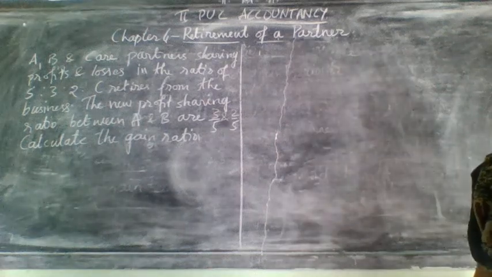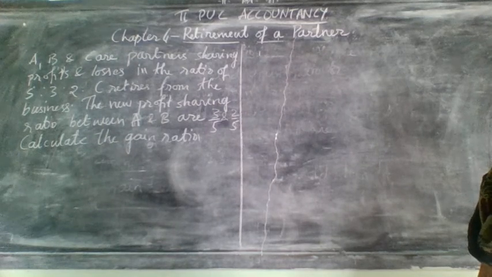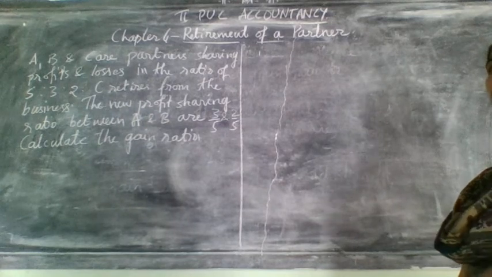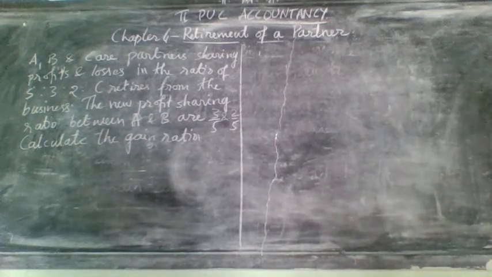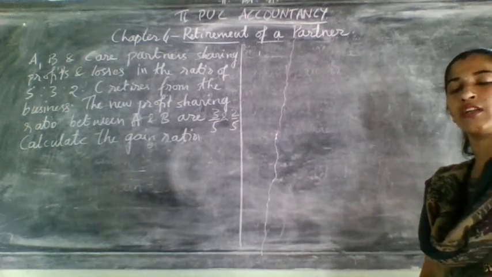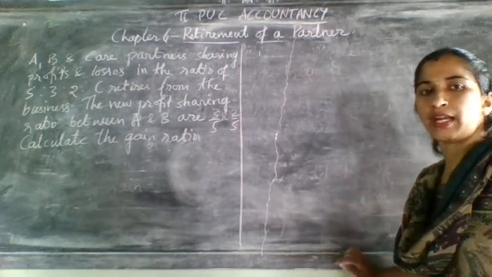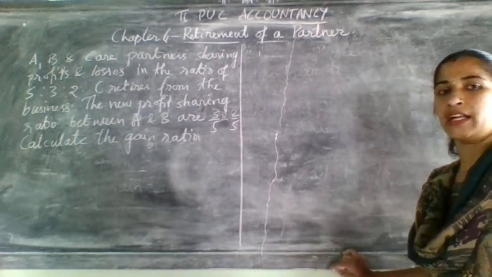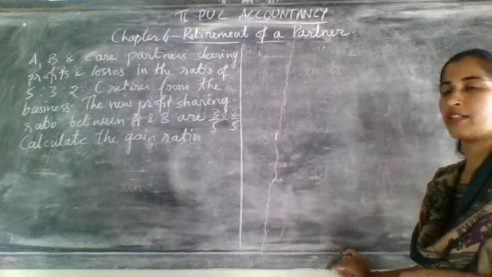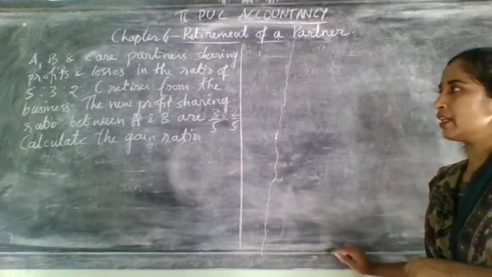Let us do one problem related to calculation of gain ratio, that is case number 3, when the old ratio and new ratio are given in the problem. How to solve this? Already I told you, to calculate gain ratio, what is the formula? New share or new ratio minus old share. So now I give one problem to understand this. We will solve this, and that time you will come to know how to calculate gain ratio.